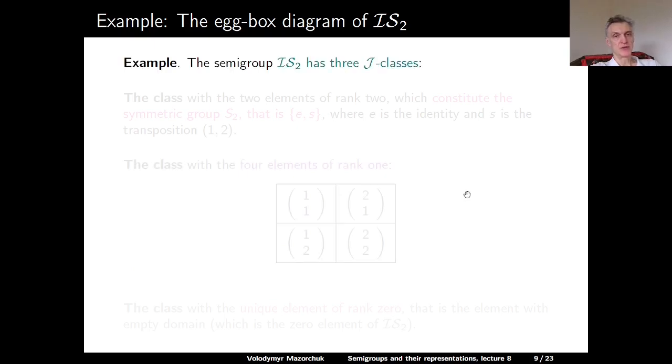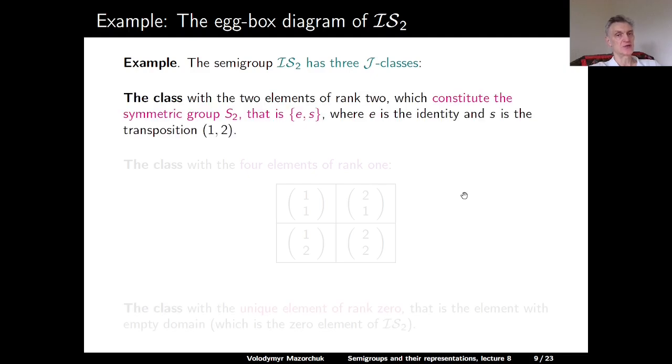Here is an example. Let's describe the egg box diagram of IS2. The semigroup IS2 has three J classes. For IS2, possible ranks are 0, 1, and 2, and these describe the J classes. The elements of rank 2 are exactly the elements which are invertible, so they constitute the symmetric group S2. There are two such elements on a two-element set, the identity e and the transposition (1 2).